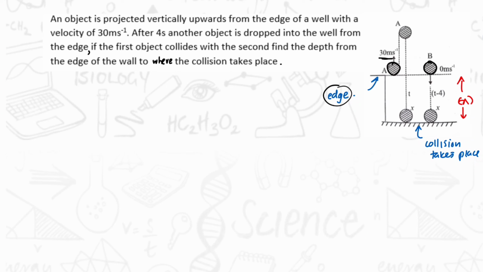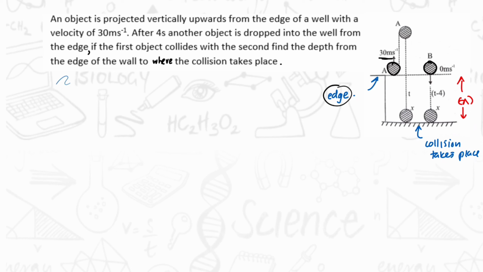Now here the object A is vertically projected with a velocity of 30 meters per second, and after 4 seconds the object B is dropped from the same level, and then we have to find the distance or the depth from the edge of the wall to the place of collision.